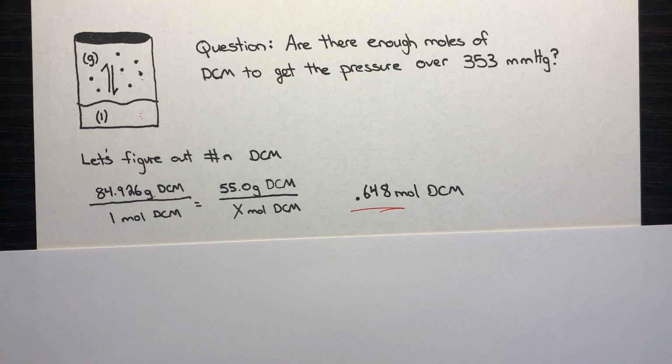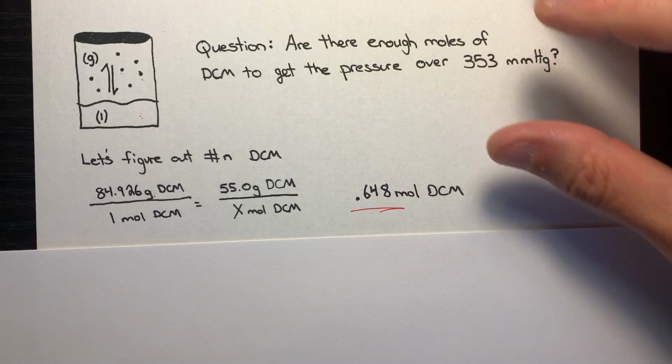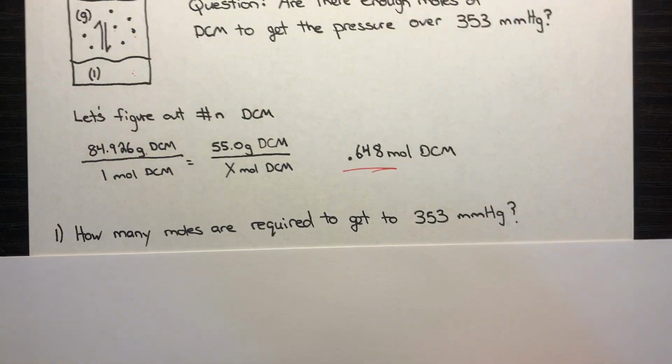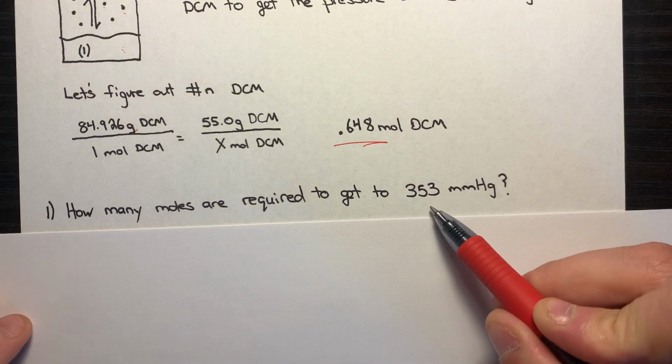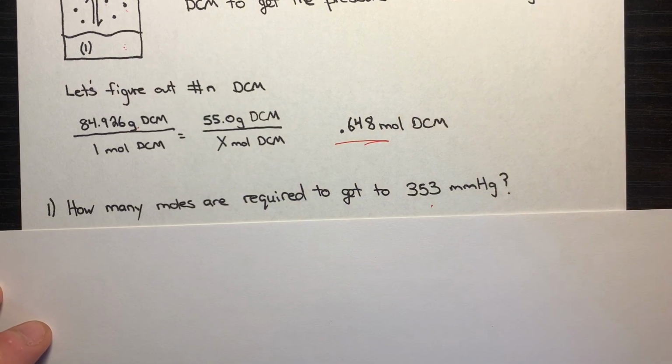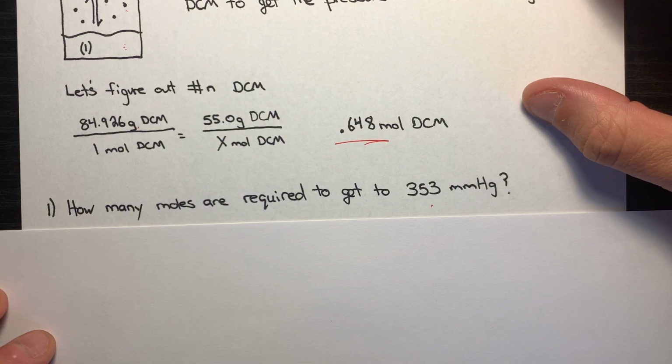So I think strategically there's two ways to approach this. The first would be, well, how many moles are actually required to get to 353? Because if we know how many moles are required, and we have more, then we'd be good to go. We'd have a saturated airspace and we would presumably have reached our vapor pressure. So that's where we're going to start. How many moles are required to get to 353 millimeters mercury?